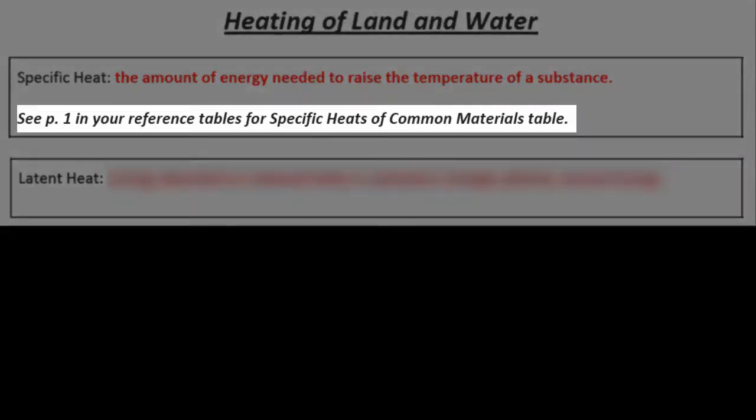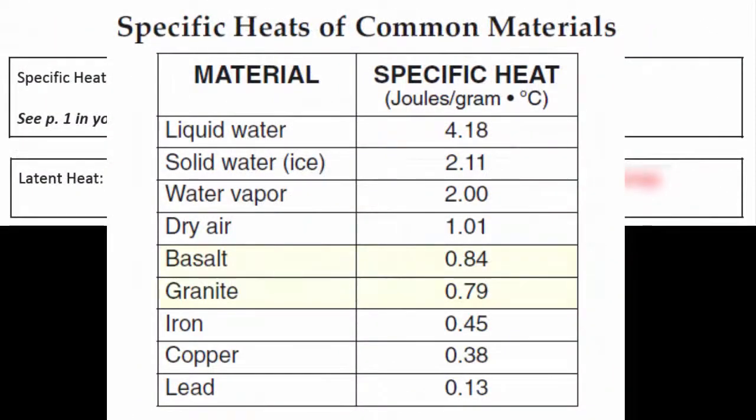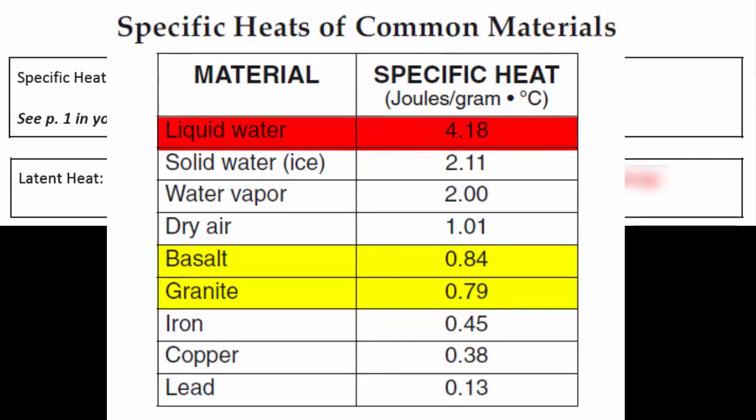Page 1 of your reference tables lists the specific heats of some common materials. Granite and basalt are listed here, and they just happen to be the two most common rocks in the Earth's crust. Notice they both have a lower specific heat. They're both less than 1. What that means is that you don't have to put a whole lot of energy into them to get their temperature to go up. Liquid water is at the top of our chart, and notice it has a much higher specific heat than anything else listed there. So if you tried to raise the temperature of these materials by 1 degree Celsius, you would have to add a lot more energy to liquid water than you would to anything else listed there.